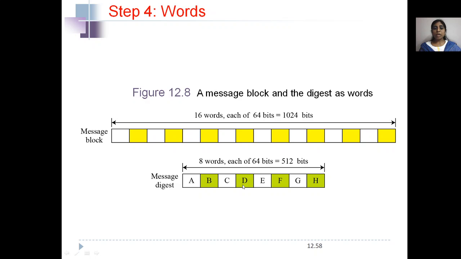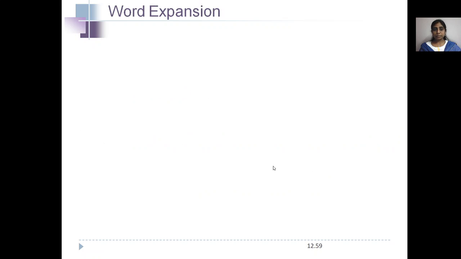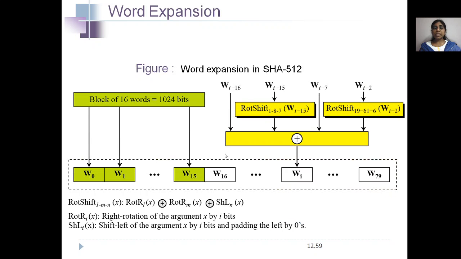How are we going to do that? We are going to see. We have 8 buffers. Each contains how many bits? 64 bits. So in total we have 512 bits. Word expansion is done in this fashion. The first 16 words we are going to get, since each word contains 64 bits, are taken from the original plain text.